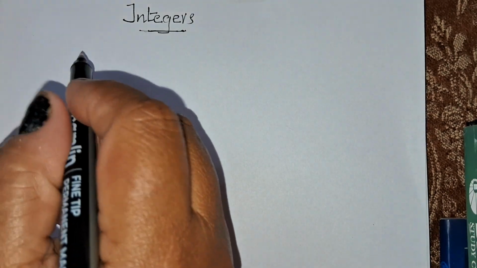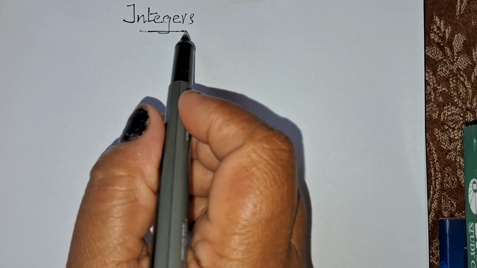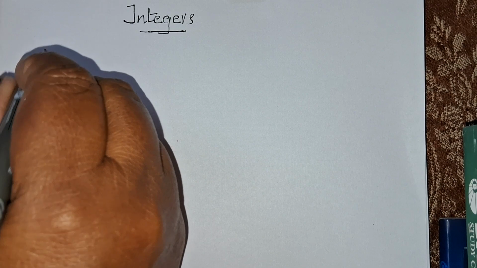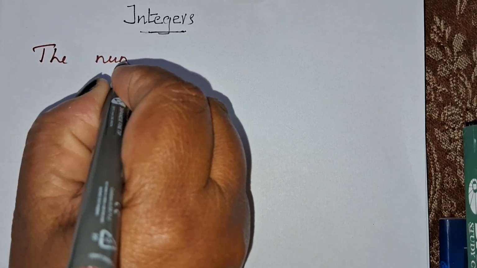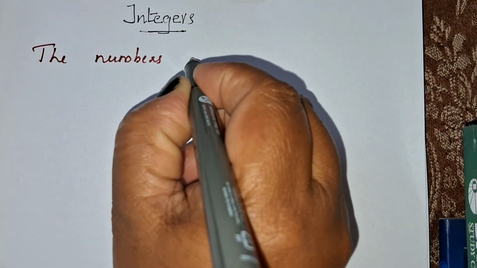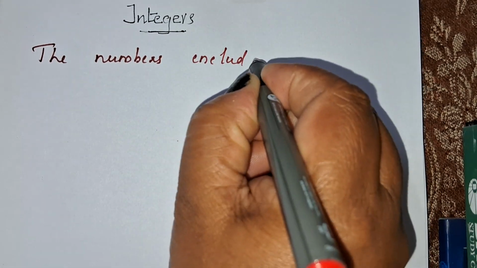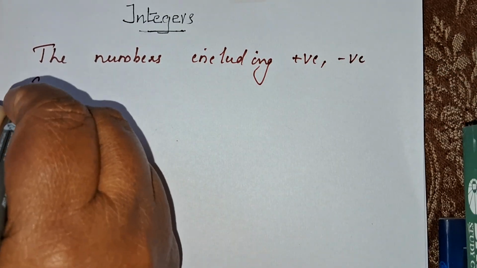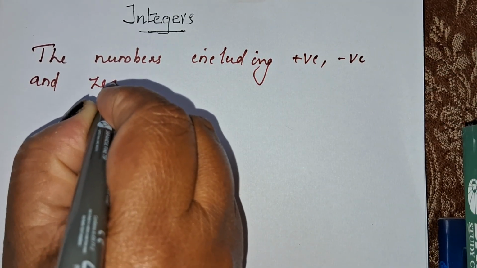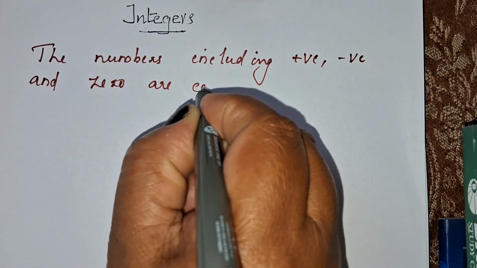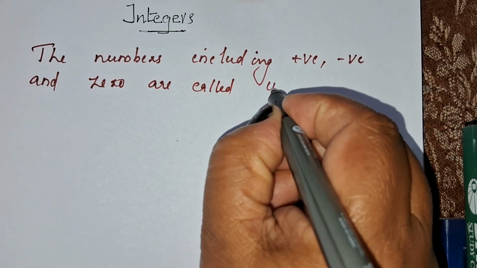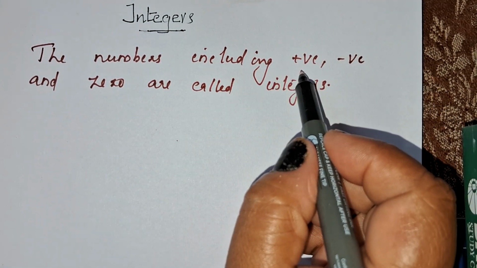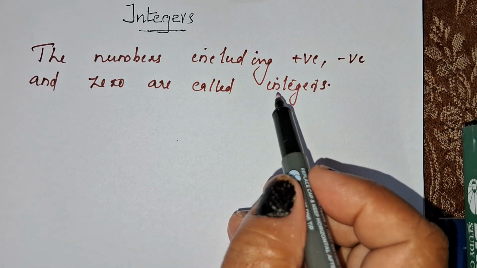Today we are going to study about integers in mathematics. What are integers? The numbers including positive, negative and zero are called integers.